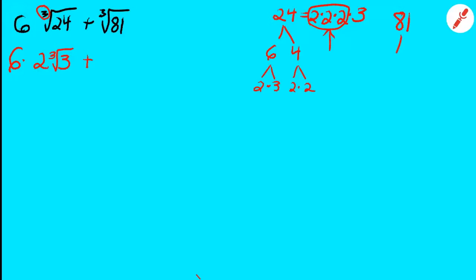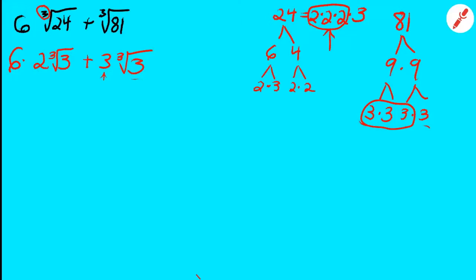81 will break down into 9 times 9. It's a perfect square, but is it a perfect cube? Well, let's see. 9 breaks down into 3 times 3, and 9 breaks down into 3 times 3, and look at this. I have 3 of the same number, 3, so the cube root of 81 can be written as 3 times the cube root of 3. One of these 3's comes to the outside, and this 3 stays on the inside.